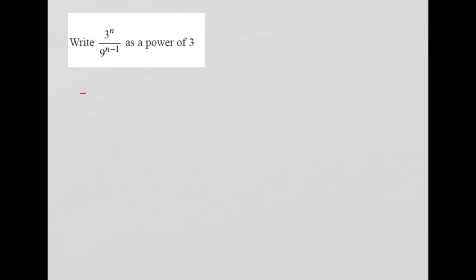All right. So on top of the line, I've got 3 to the power of n over. Under the line, I've got 9. Now 9 can be written as 3 squared, and then that is to the power of n minus 1. So now it's the same base, which is great. So I've got 3 to the power of n over 3 to the power of 2n minus 2. Okay, so what I did there was I said 2 times n, 2 times minus 1.